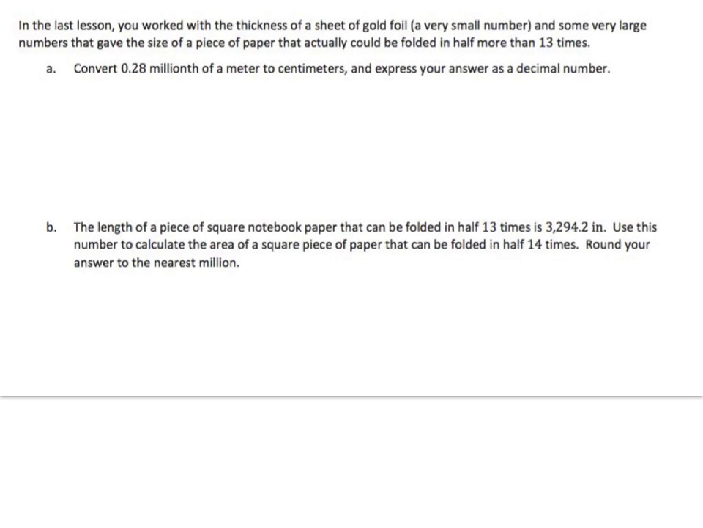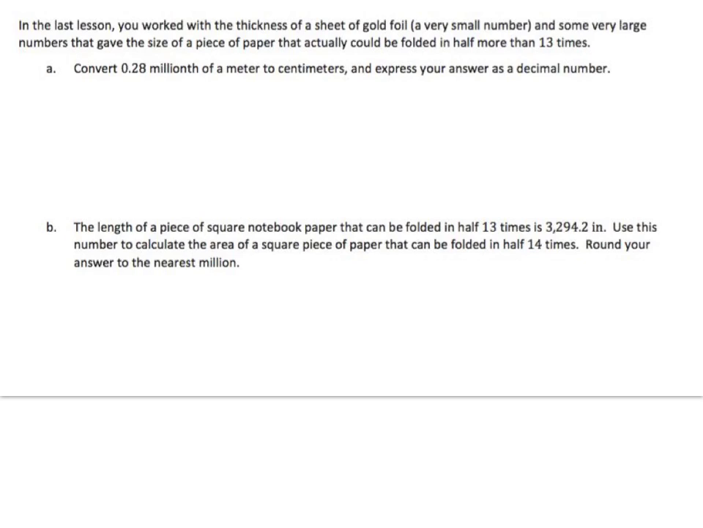All right, in the last lesson you worked with the thickness of a sheet of gold foil, a very small number, and some very large numbers that gave the size of a piece of paper that actually could be folded in half more than 13 times. Convert 0.28 millionth of a meter to centimeters and express your answer as a decimal number.